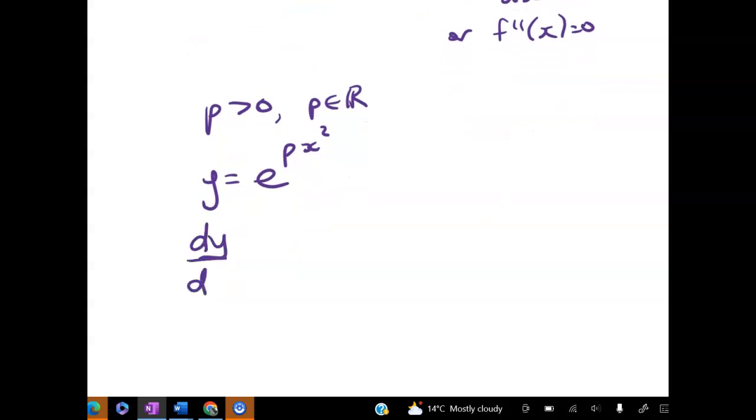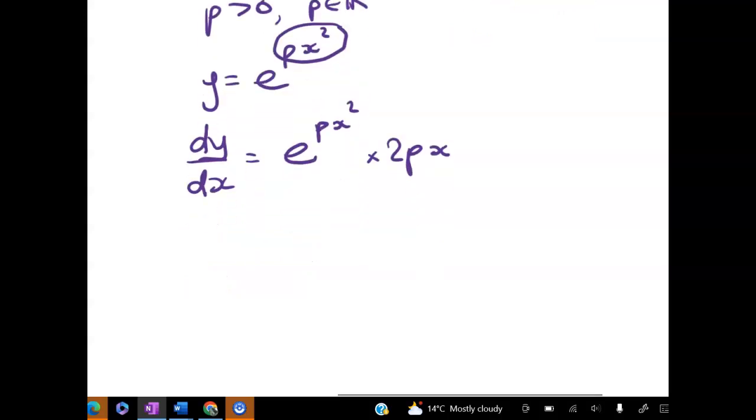So firstly, doing the first derivative, dy by dx is going to equal e to the power of px squared times the derivative of this function here, which will be 2px. Now I did that quite quickly using the chain rule. If you're just starting out with the chain rule, I'm going to do it again, but more slowly. So this is the idea of the inside function and the outside function that we talked about yesterday.